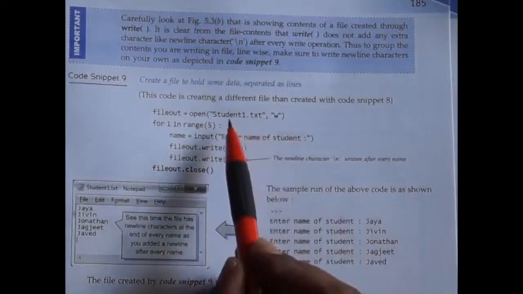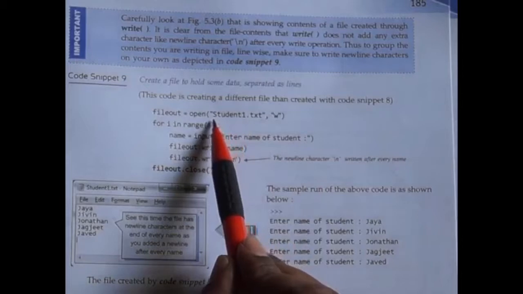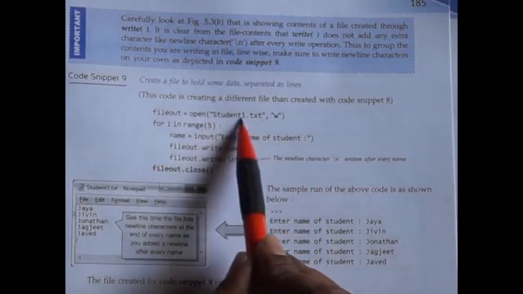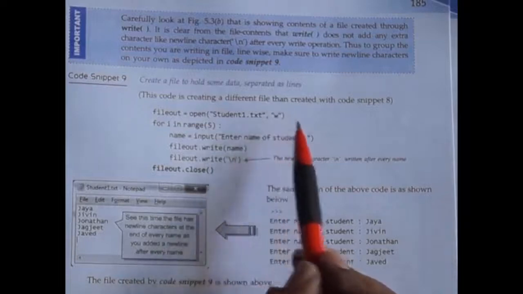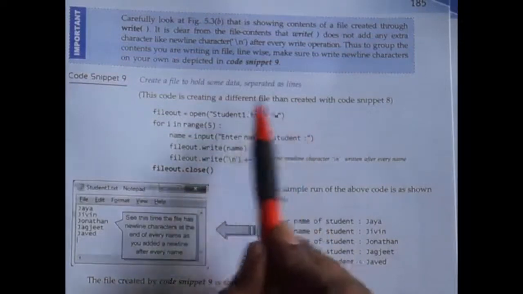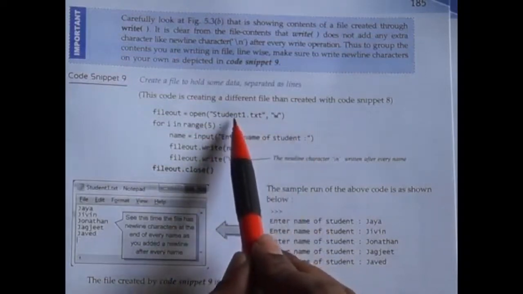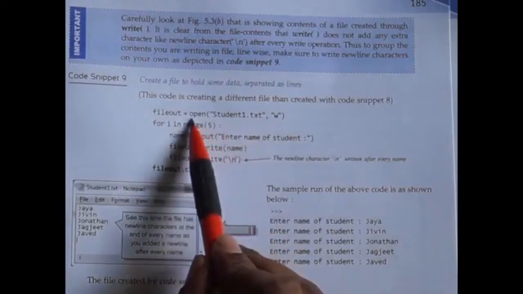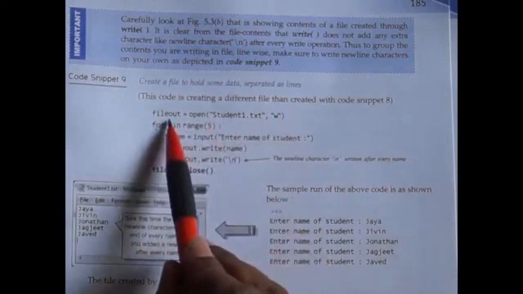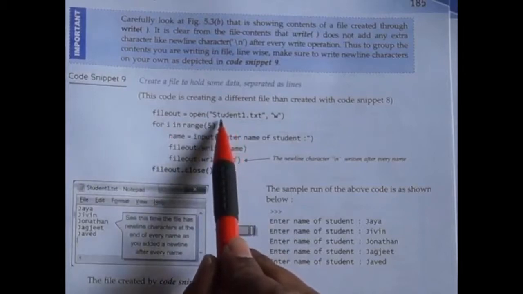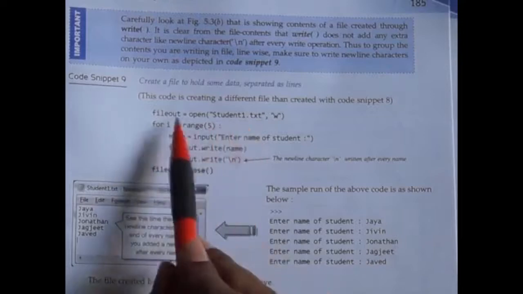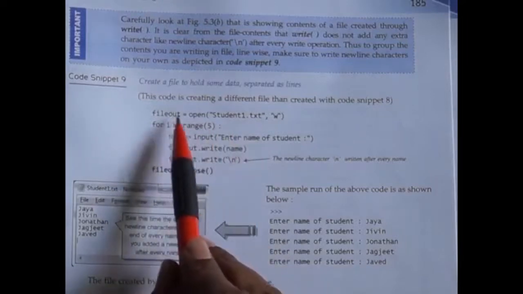Right. Listen, we are going to create a new file called student.txt, and we are opening in write mode, so that we can write something in the student.txt. And this line will be saved in fileout, such that hereafter if you want to do something in student.txt you have to use fileout, right?